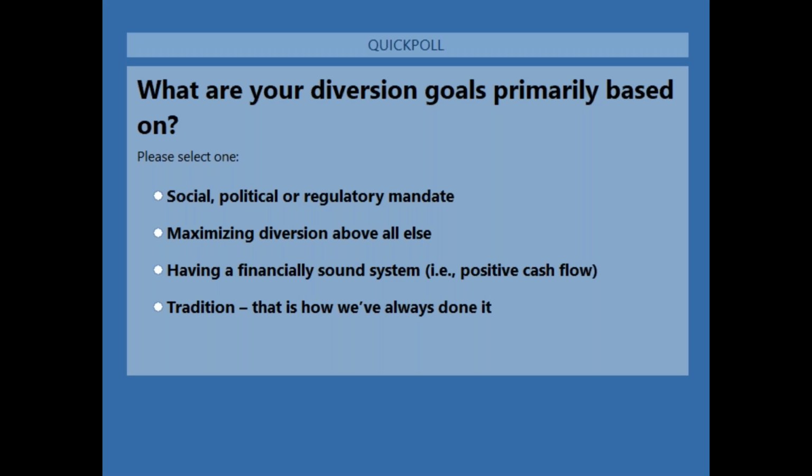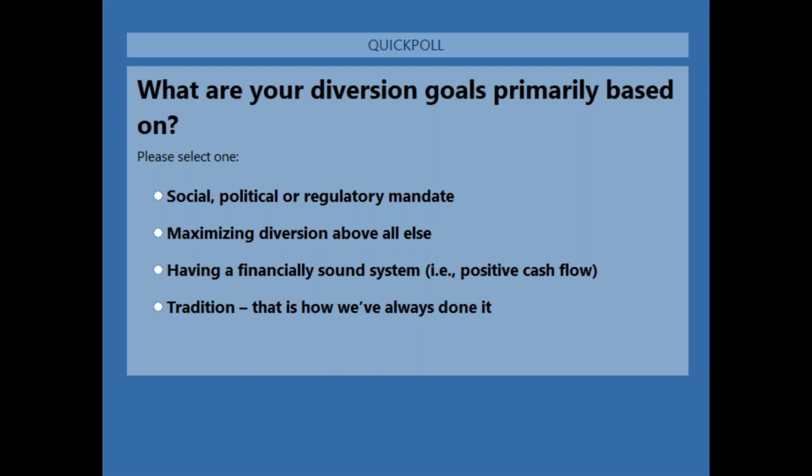First poll question: what are your diversion goals primarily based on? Number 1, social, political, or regulatory mandate. Number 2, maximizing diversion above all else. Number 3, having a financially sound system. That means positive cash flow. If you were a private business, you'd be profitable. Or number 4, tradition. This is just the way we've always done recycling. So again, the question is, what are your diversion goals primarily based on?